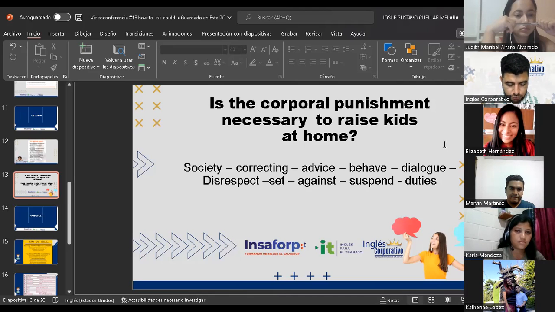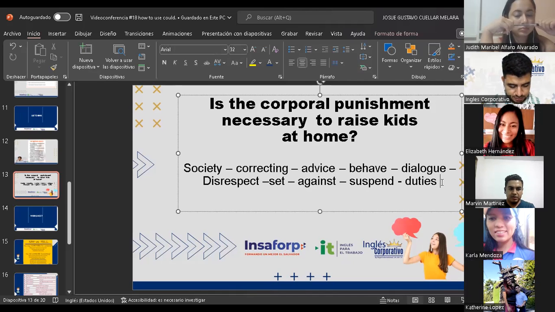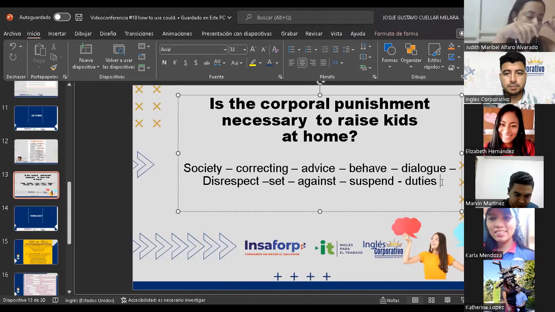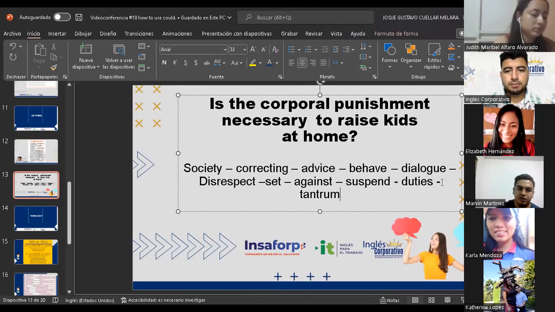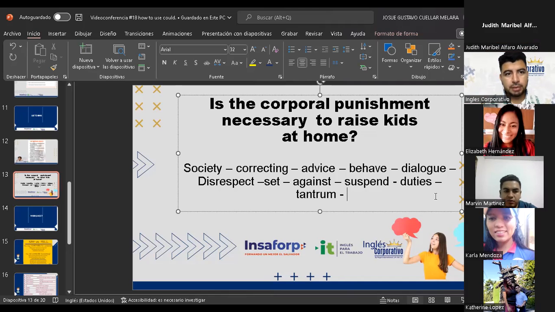¿Cómo se dice negociar? Negotiate. Negotiate, yes. Okay. I don't necessarily think it's just knowing how to negotiate with corporal punishment. They only become more prevalent in some cases. Okay, so you consider that you can negotiate, you can balance some situations, right? But not the corporal punishment. Okay, thank you, Elizabeth.